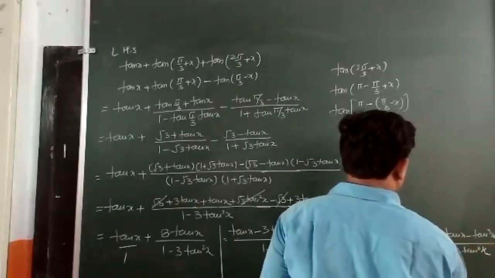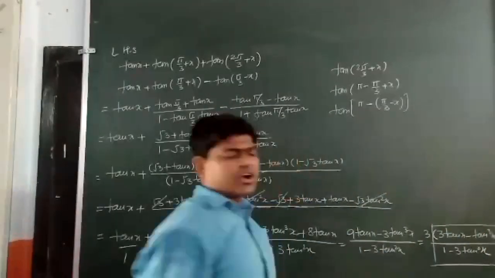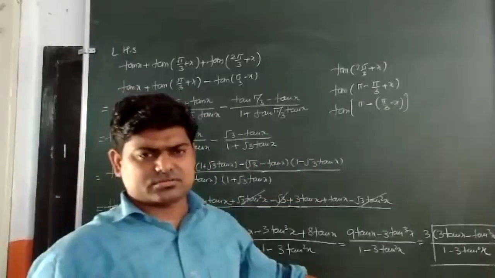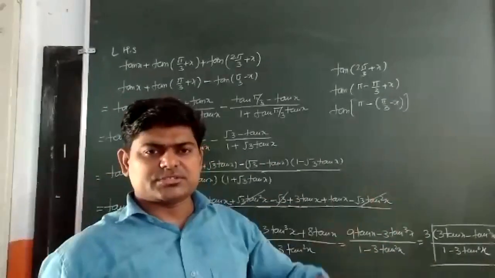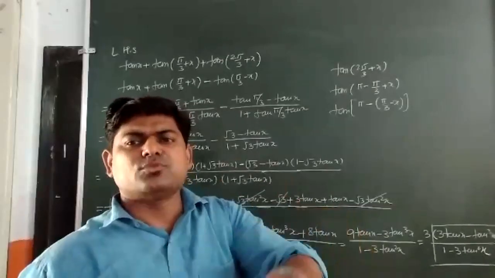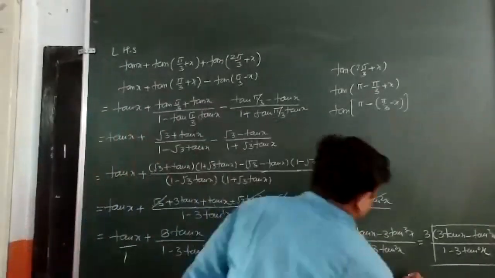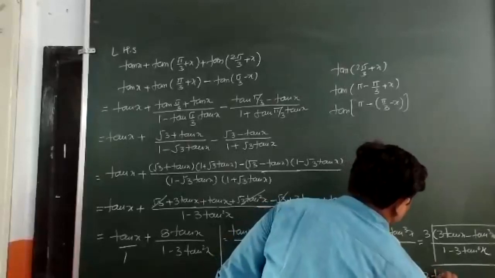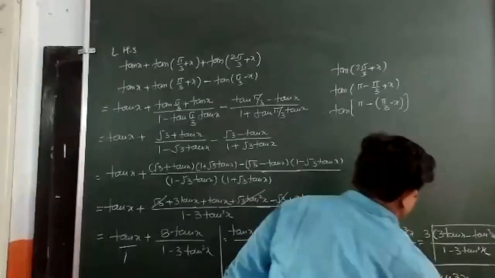Now think about this one. This is the formula of tan 3x or not? 3 tan x minus tan cube x upon 1 minus 3 tan square x. This is the formula of tan 3x. So we are having our result: 3 tan 3x.